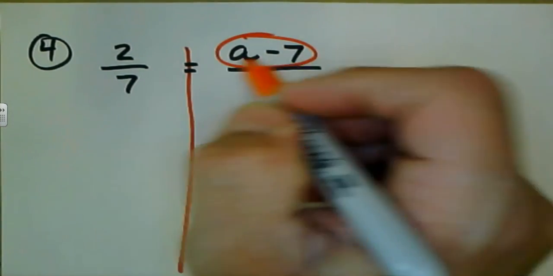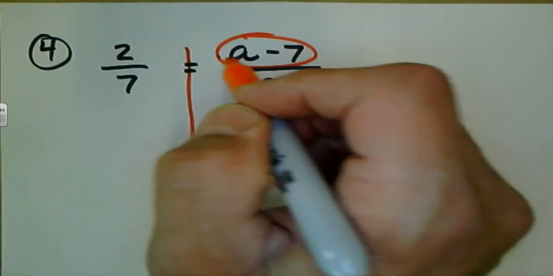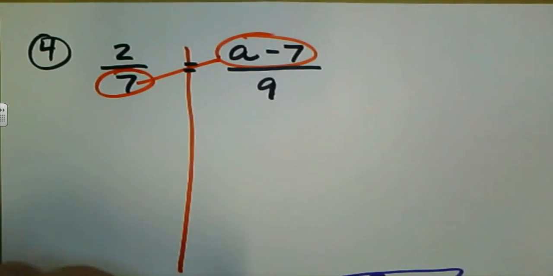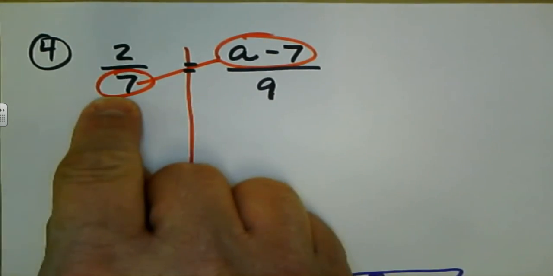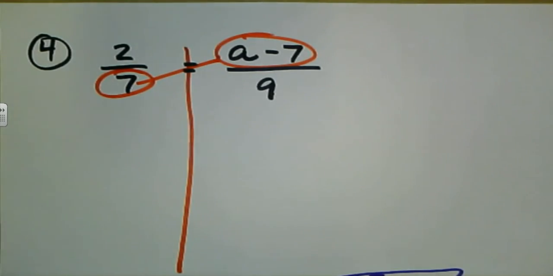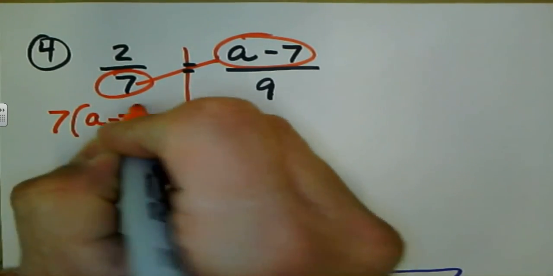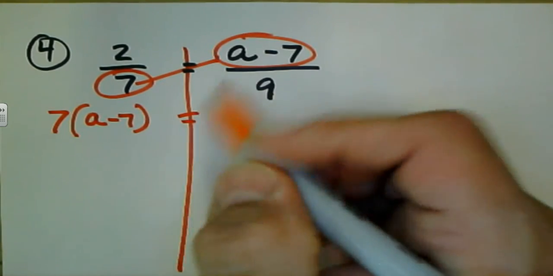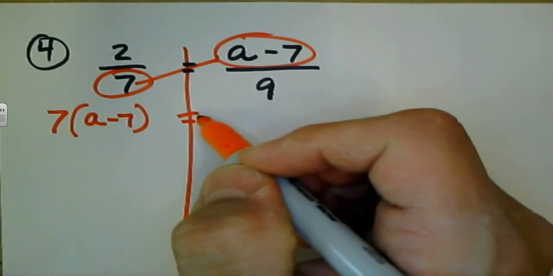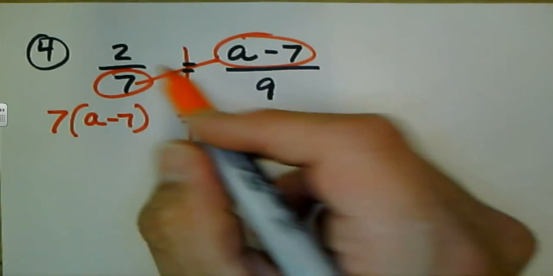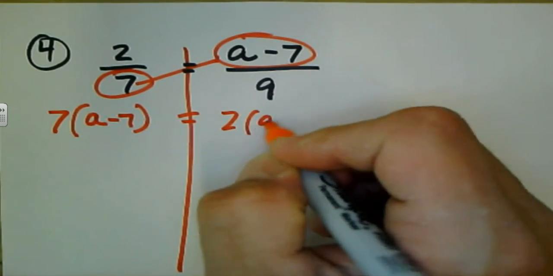Find my variable. It's in the denominator or numerator, so I'm going to go down to the other side to the denominator, numerator to denominator. Set those to each other to multiply, and it'll be 7 times a minus 7. We make sure that we set them equal to each other, and we do the opposite end here. 2 and 9, 2 times 9.